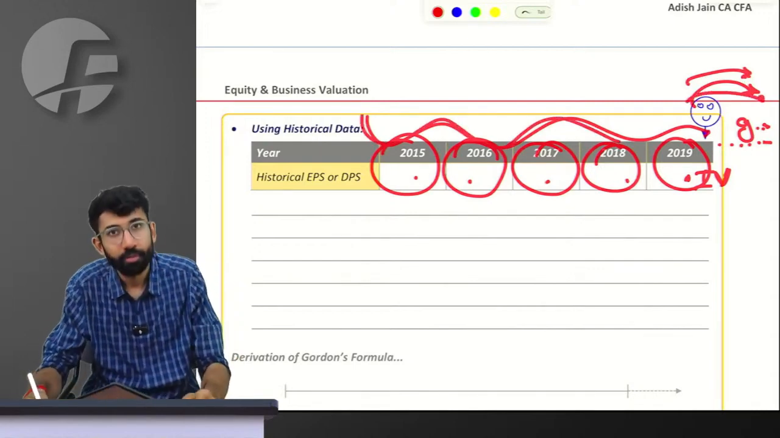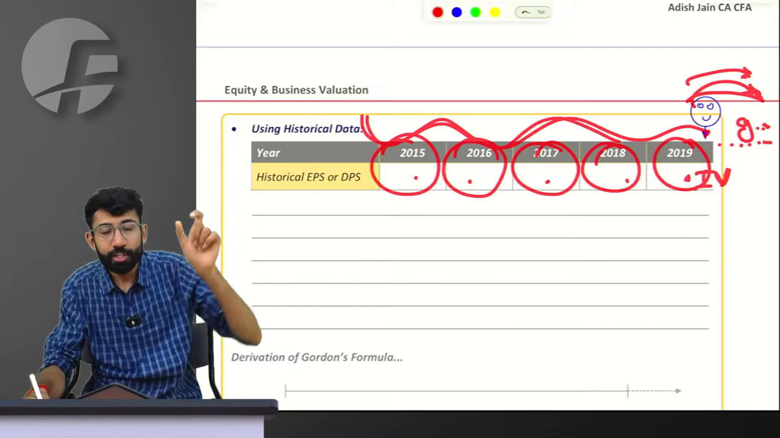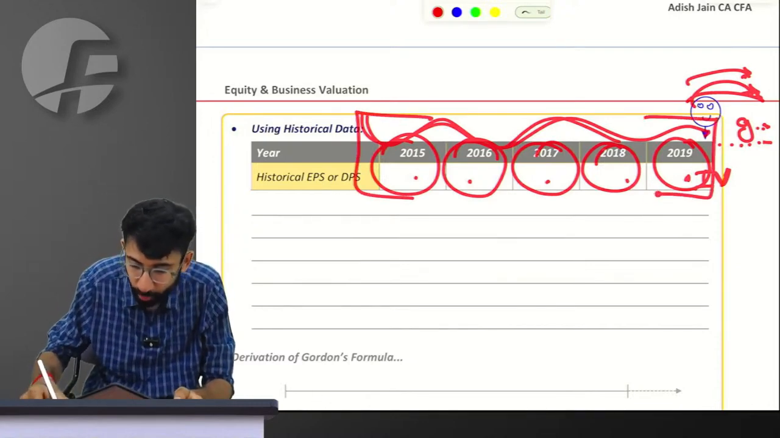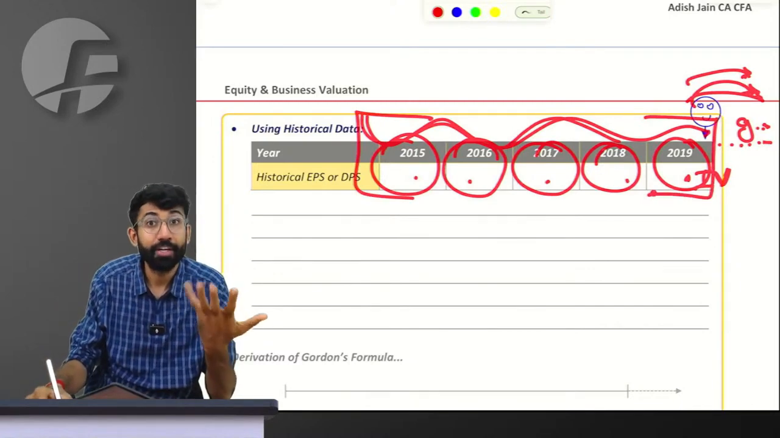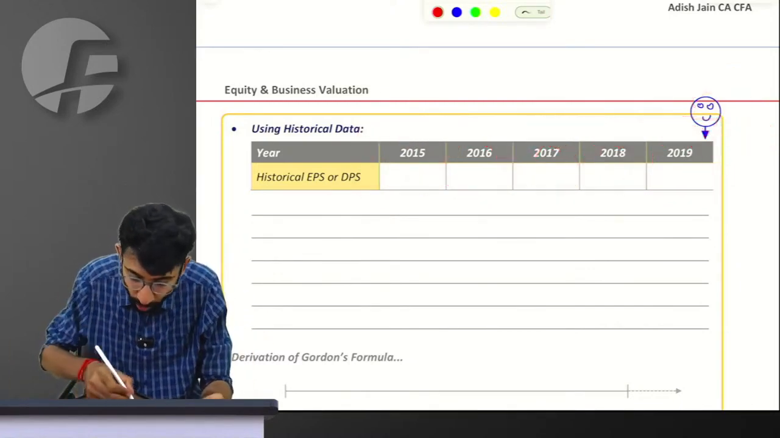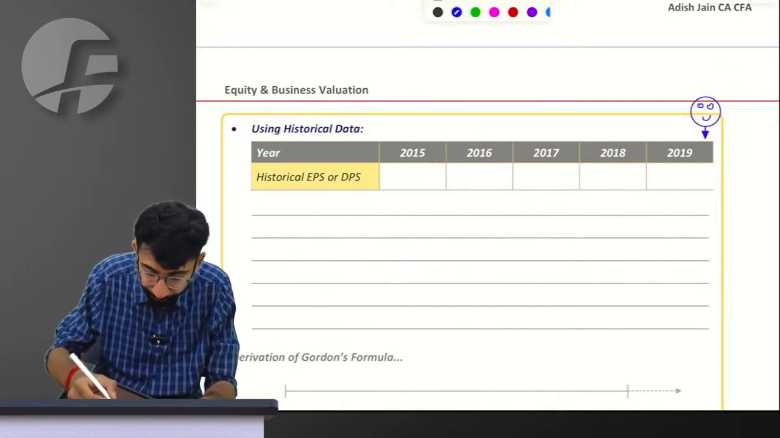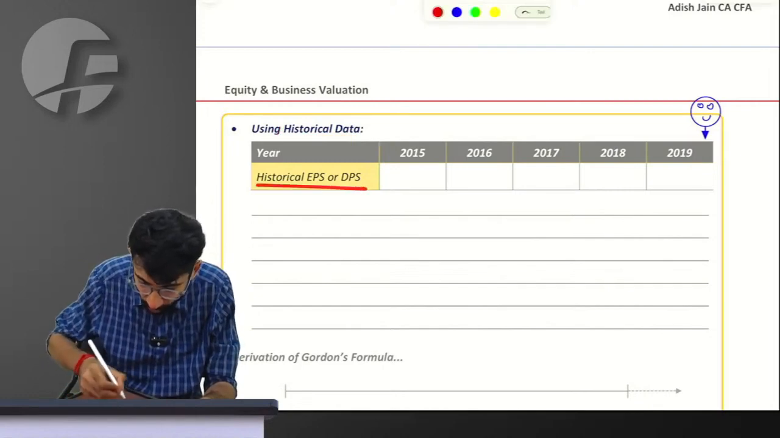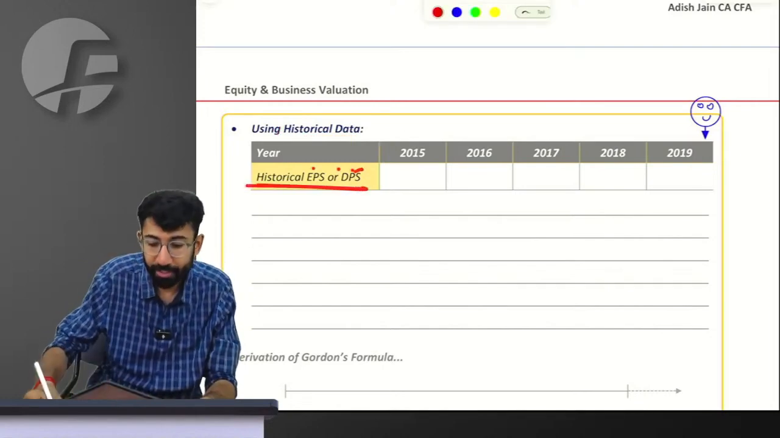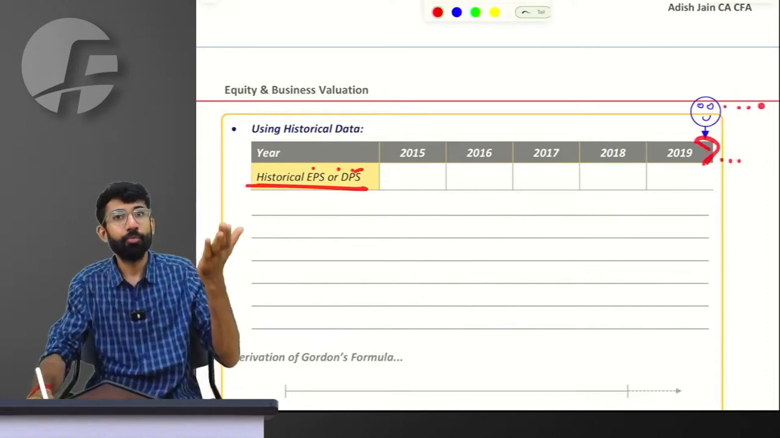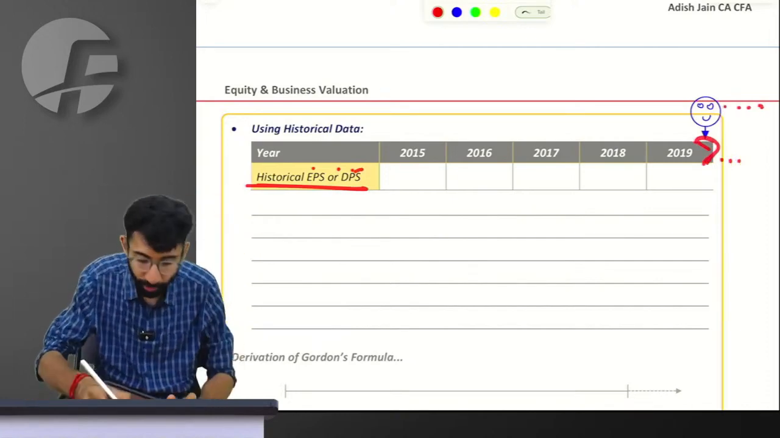In future, till infinity, the growth rate will be somewhere around an average of past growth rates. That is one of the ways to calculate it if the direct growth rate is not given. So now you are learning how, based on the historical data of EPS or DPS, you calculate the growth rate. And that same growth rate is assumed to prevail in future, which can be used for calculation.